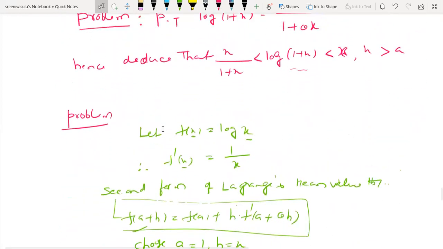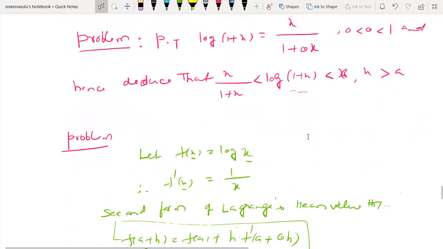So apply the Lagrange's mean value theorem. But here also we require the f of x value. You think that it is in the form log b minus log a. Log a may be log 1, because here we have the a plus h form. A is 1: log of 1 plus x minus log 1, and log 1 value is 0. Therefore, we choose f of x as log x, based on the question only. That's why these are very tricky problems.